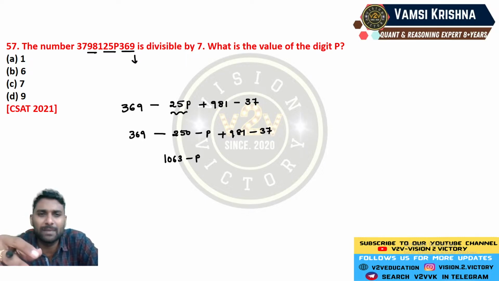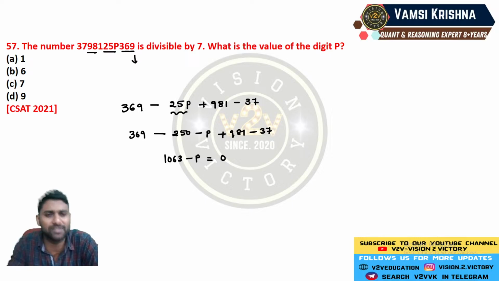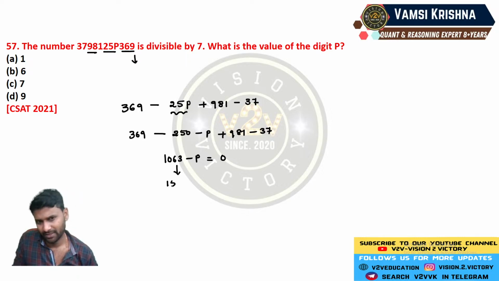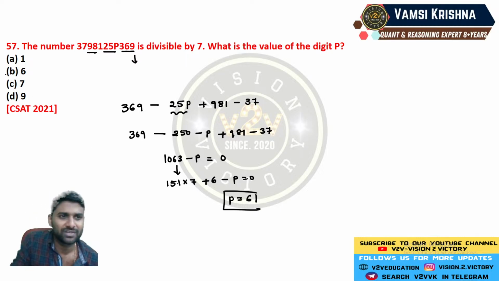Whatever number is divisible by 7, we want the final value to be either 0 or a multiple of 7. Now, here you can get this value: 1163, if divided by 7, gives exactly 151 times. 151 again multiplied by 7: 7 ones are 7. We want 3 as the remainder, which means it needs 6 more units. Minus p is equal to 0. Then finally, p should be replaced with 6.